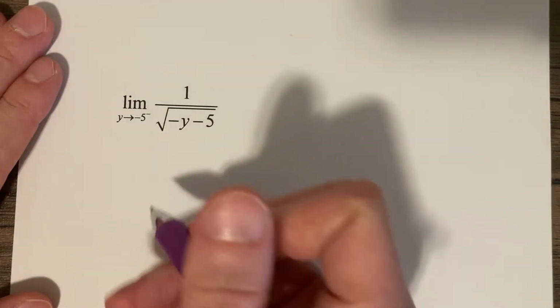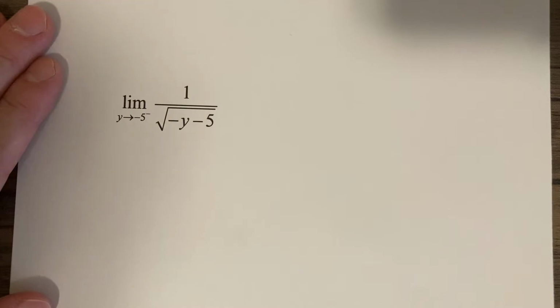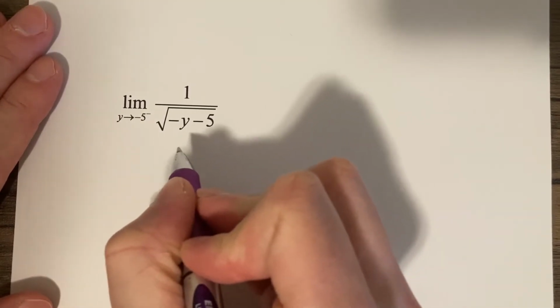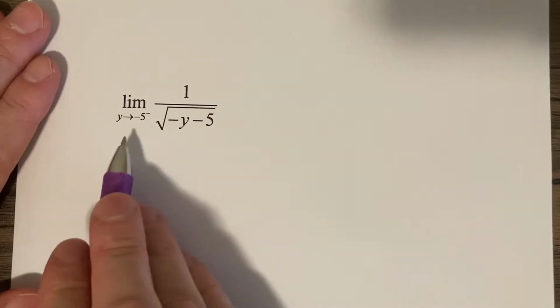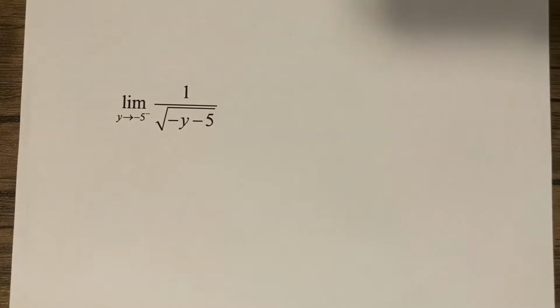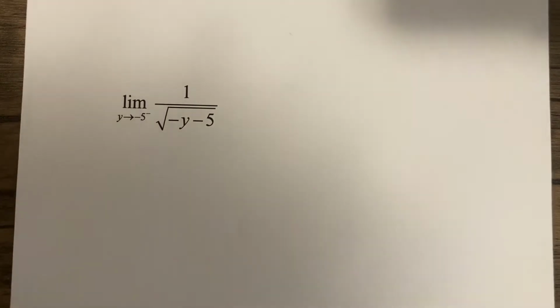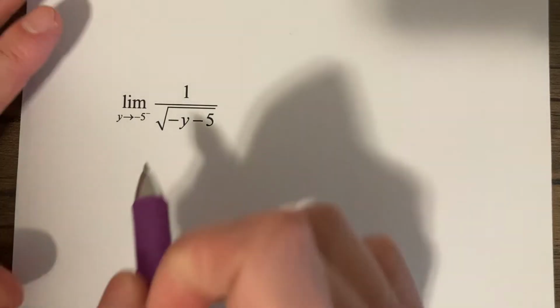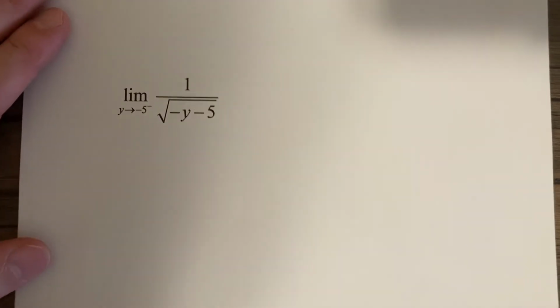Now direct substitution is not going to work here because actually, it wouldn't work because we'd be dividing by 0. I was thinking that we'd be getting stuck because we're taking the square root of a negative. That's not the issue here. It's that we end up with 0 in the denominator. But we'll come back to that square root of a negative idea in a moment.